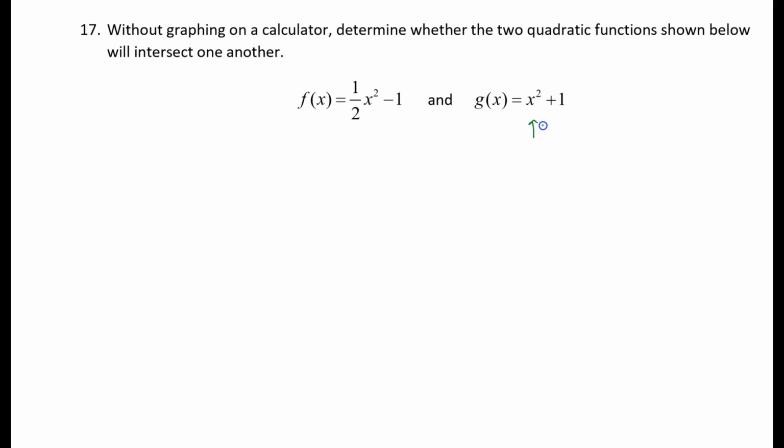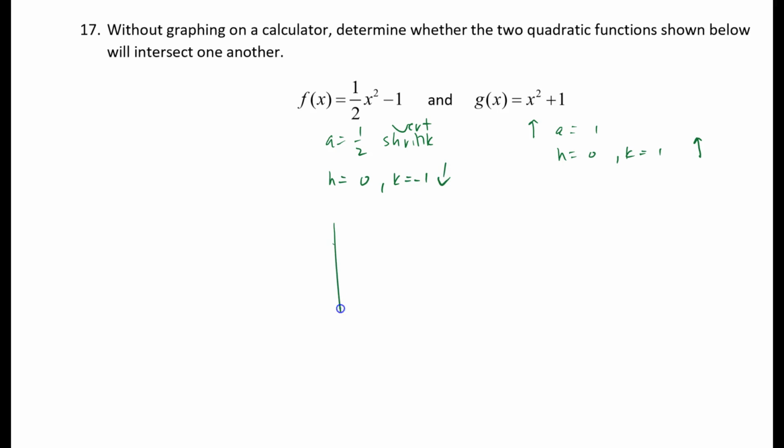So first, this one, we can see that a equals 1, so there's no vertical stretch or shrink from the parent function. And we can see that h equals 0 and k equals 1. So this is going to be just a parabola that moves up 1 unit. This one, we can see that a equals 1/2, so it's going to be a vertical shrink, I should clarify. h also equals 0 for this one, but k equals -1, so it's going to go down 1.